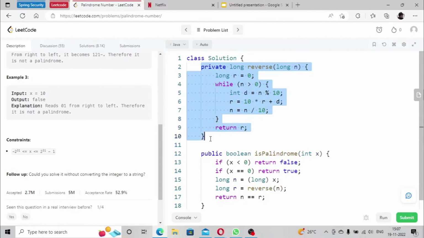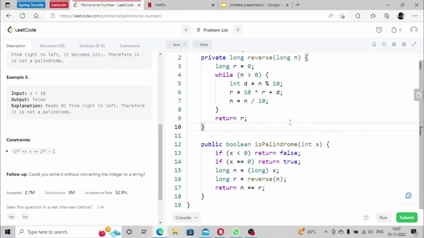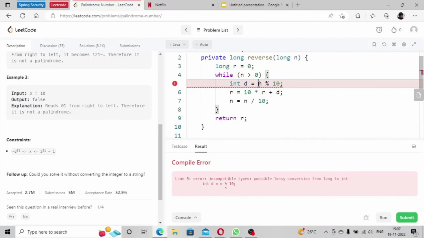So the reverse method will calculate the reverse of the given number n, and in the isPalindrome method we will calculate the reverse of n. If n and the reverse of n are both equal, then we will return true, otherwise we will return false. We know that n mod 10 will be one digit only, so we can just typecast it into int. Yeah, let's run it again.